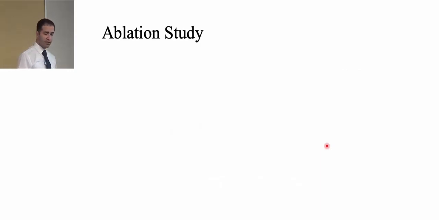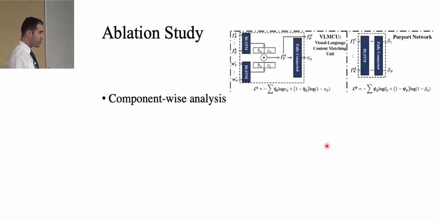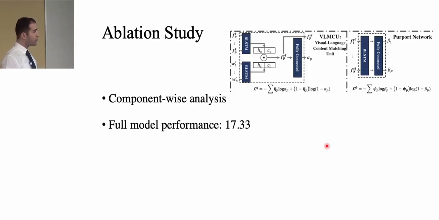We also performed some ablation study to do a component-wise analysis to make sure that every component that we are introducing is being helpful. This ablation study is mainly concerned about the visual language content matching unit and the Purport Network. So we should remember that the full model performed 17.33 using Rouge metric.